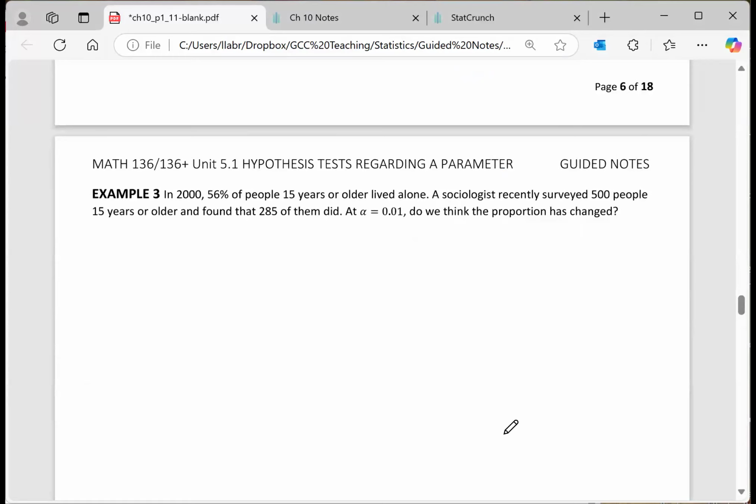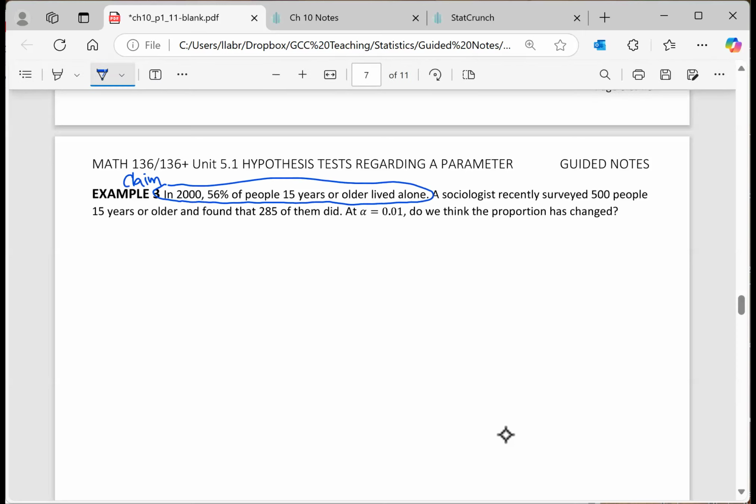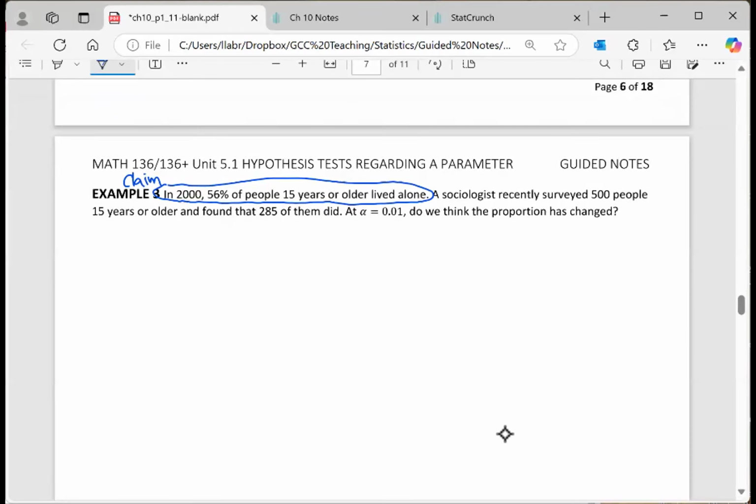So here's example 3. In 2000, 56% of people 15 years or older lived alone. Again, that just kind of comes out of nowhere. This is clearly going to be your claim. All right, now what is it that they're describing? So what kind of variable are they interested in? Are they interested in a qualitative or a quantitative variable?